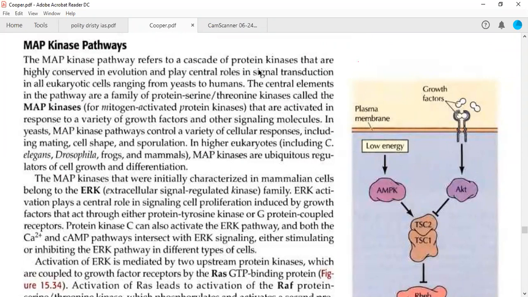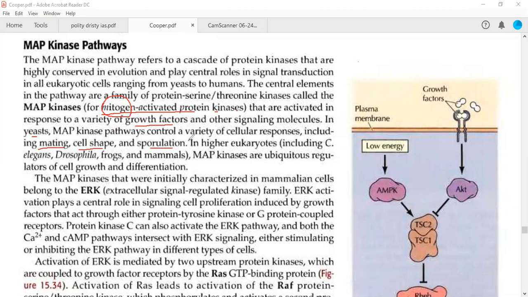there are some growth factors or others that will help in activation of this particular pathway. We are here somewhere. And these are called mitogen activated protein kinases, activated in response to growth factors or some of the mitogens, which are some chemicals actually. In yeast, these MAP kinase pathways control a variety of cellular processes. You can note these help in mating in yeast. They control the cell shape and the spore formation, that is called sporulation.